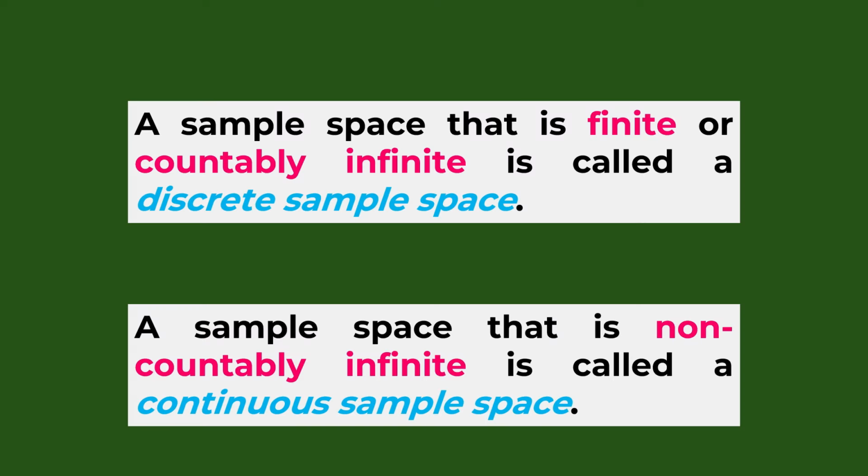A sample space can be discrete or continuous. When the sample space is finite, it is called a discrete sample space. And when it is non-countably infinite, it is called a continuous sample space.